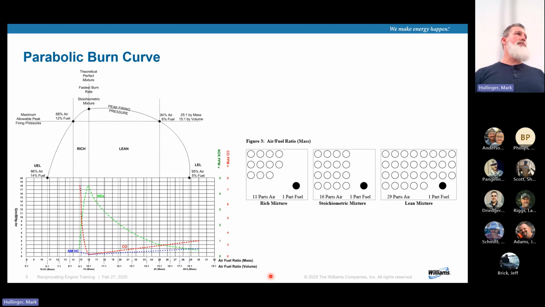A lot of you have seen this burn curve right here, okay? If you can see the colors, there's NOx and CO that comes out of the exhaust. So right over here is the upper explosive limit, or what we call rich. Right over here is the lower explosive limit, or what we call lean, okay? Some of you have heard the term lean burn, not to be confused with clean burn, even though they sound the same. And the Ingersoll Rands, they call those rich burns.